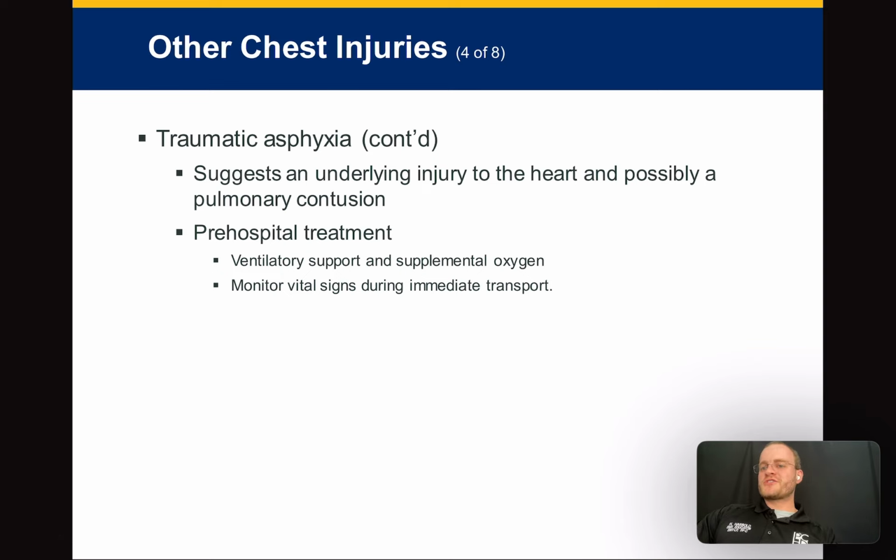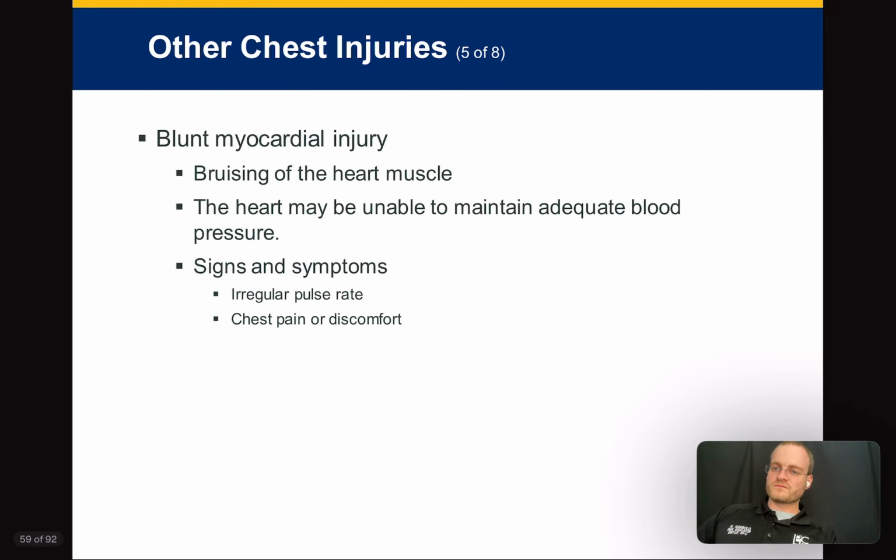So this would suggest an underlying injury to the heart and possibly a pulmonary contusion, and a billion other issues like the abdomen and the pelvis, right? This is obviously very fatal when someone gets squished between a vehicle and something hard. And so ventilatory support and immediate transport is going to be the treatment.